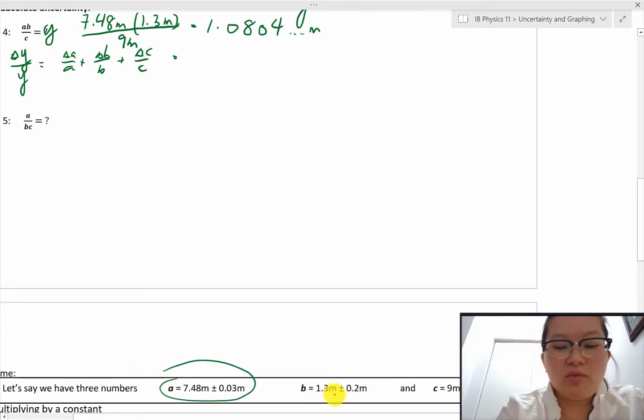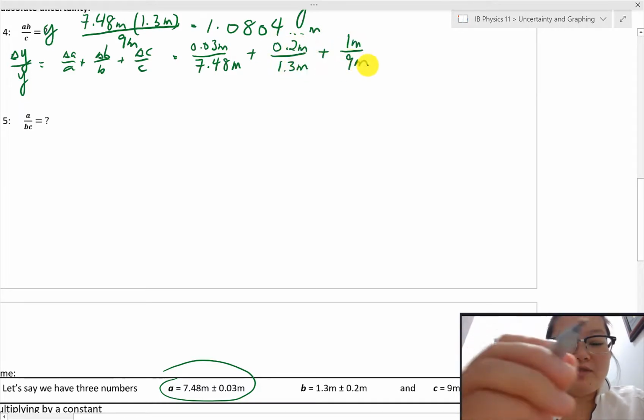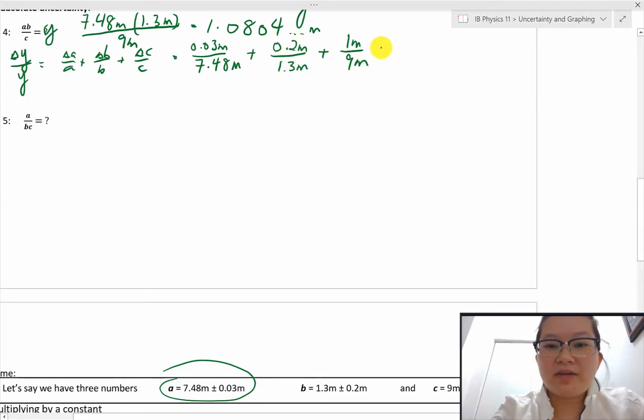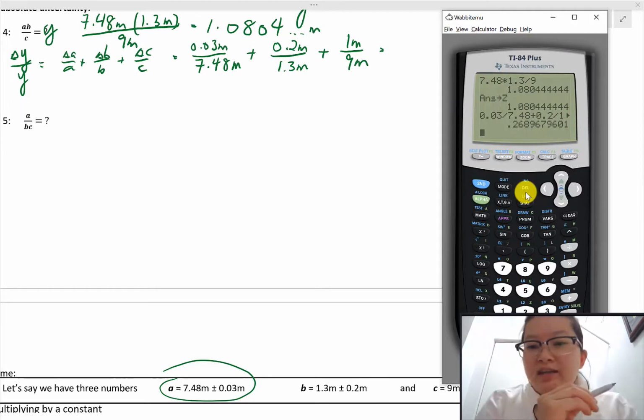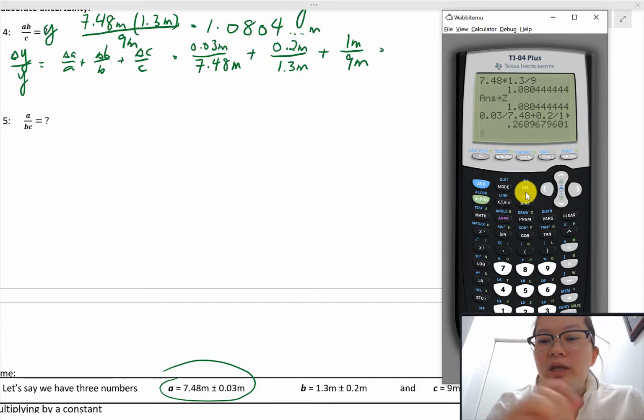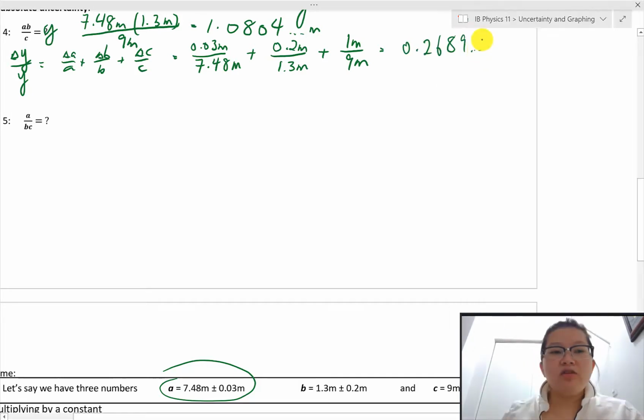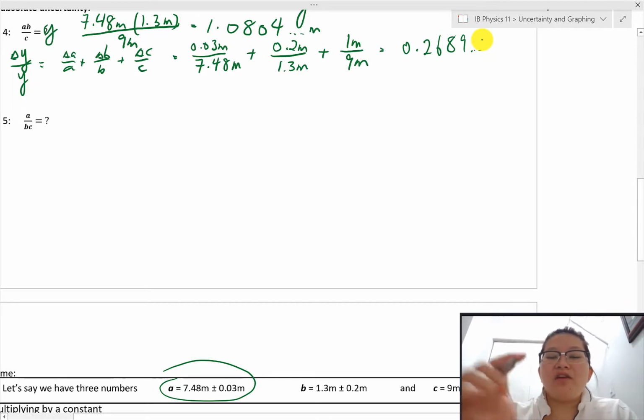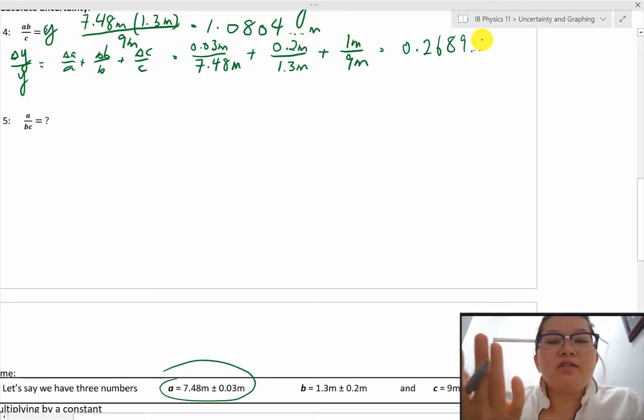I have 0.2 over 1.3 meters for B, and 1 meter over 9 meters for the fractional uncertainty of C. So I'm going to punch this in my calculator to get the fractional uncertainty of y, which is my total answer. And I get here 0.2689, so 0.2689. Okay, and notice there are no units for this number because it's a fractional uncertainty.